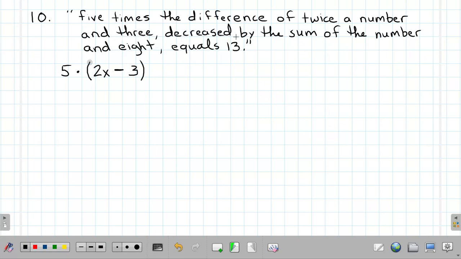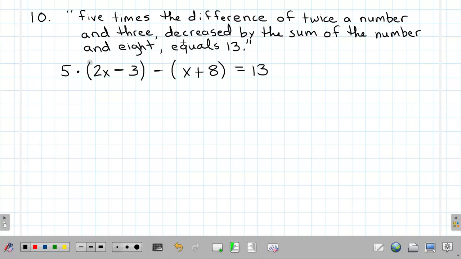So that decreased by, okay, so we're decreasing it by the sum of a number and 8. They say the number because we're using the same number here, okay? But once again, we're decreasing it by the whole thing, the sum. Once again, you see the word sum probably indicates you need to use parentheses. So sum of what? That same number that we have and 8. So sum meaning addition. We're going to add the number that we talked about before, which we called x. Okay, that's what we have there. And to wrap it all up, that's equal to 13.